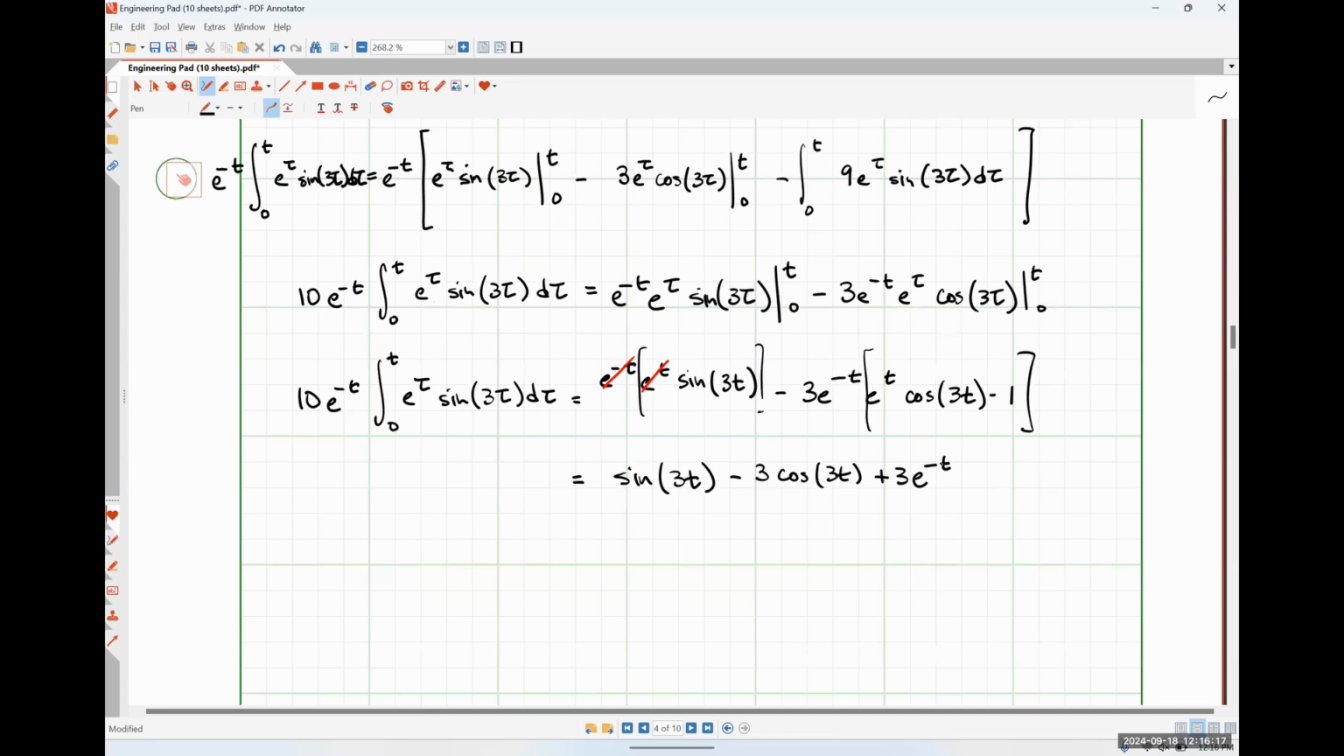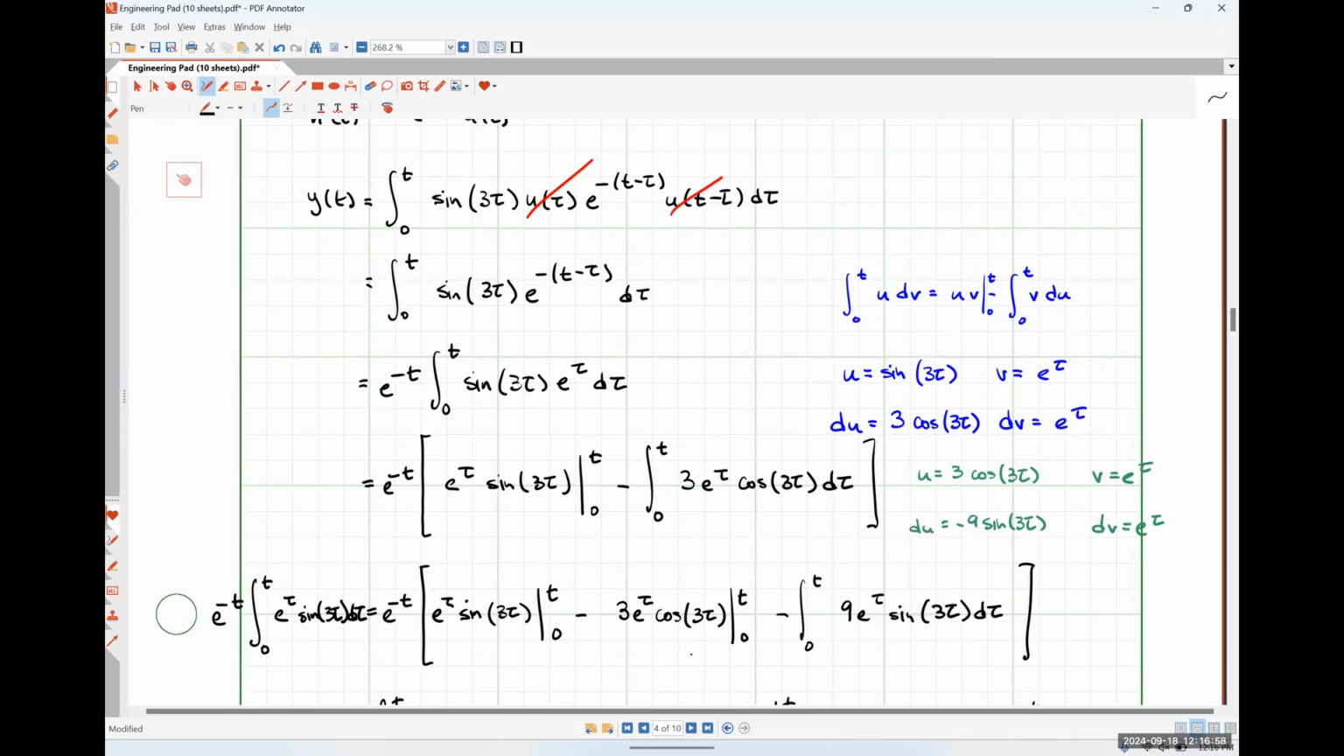Okay, I swear to God, we're almost done. So over on this left-hand side, I have 10 e to the -t integral 0 to t e to the tau sine of 3 tau d tau. So I could, if I were so inclined, move that factor of 10 from here to here. Are we okay with that?